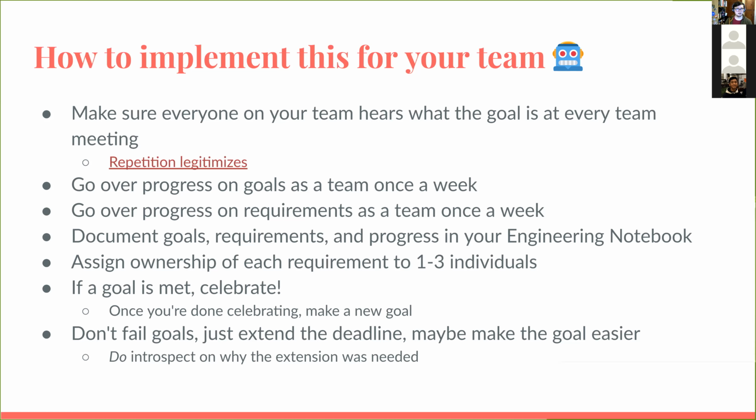Like I said, ownership for each requirement should go to 1 to 3 people. Simple things, you can give to 1 person. More complex things, 3. If you're finding you want more than 3 people, or even 3 people maybe, that task might be overly complex. So maybe find a way to break it down.